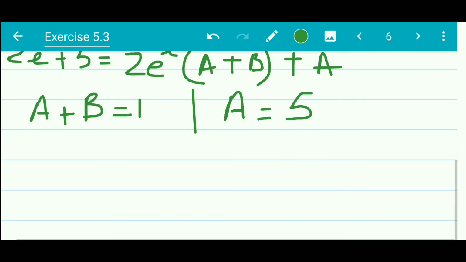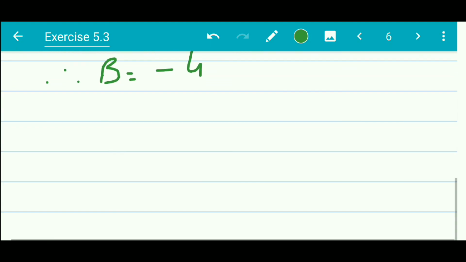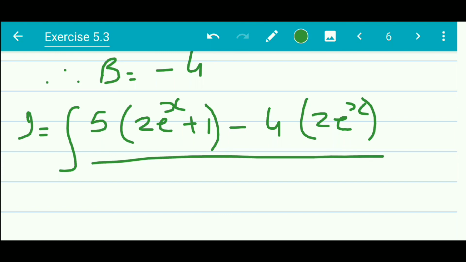Then going further, a is equal to 5. So we have 5 plus b is equal to 1. And therefore, b becomes minus 4. Now once we get these two terms, we can write our modified integral, isn't it? So we get I is equal to the integral of 5 into 2 e raised to x plus 1 and b is minus 4. So minus 4 into derivative of the integral, that is 2 e raised to x, the whole upon 2 e raised to x plus 1.